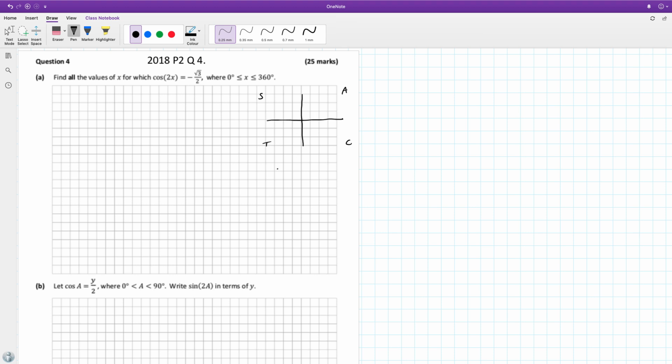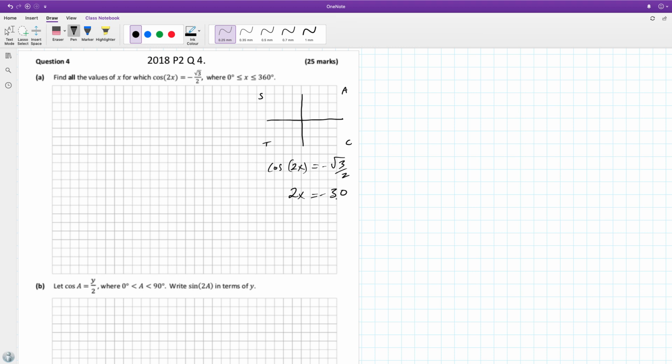So, the cos of 2x is equal to minus root 3 over 2. 2x is equal to the inverse cos of root 3 over 2 from our logbook, and we get? You said it was 30, isn't it? It is 30 degrees.